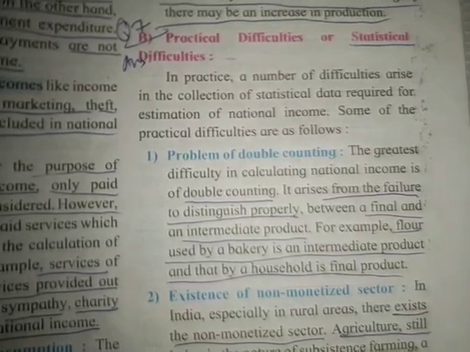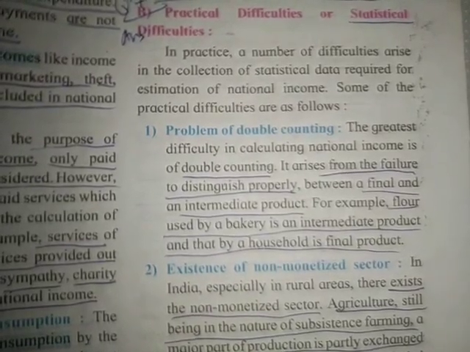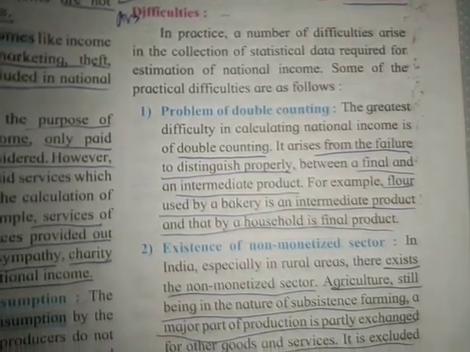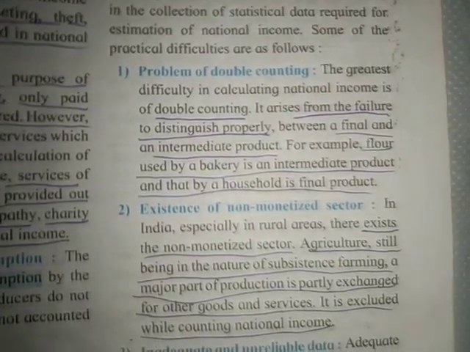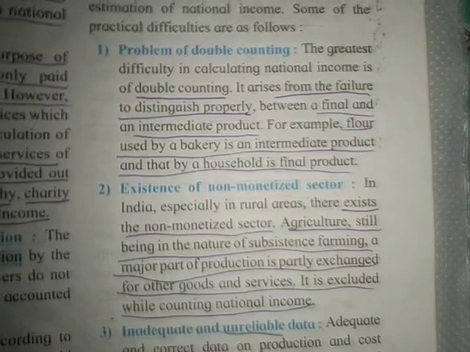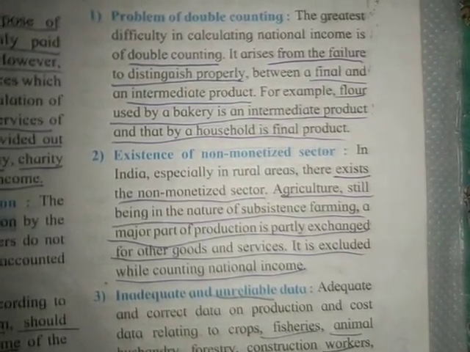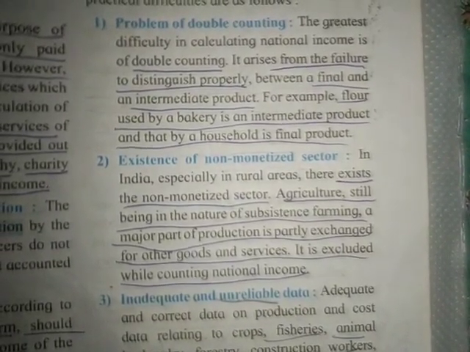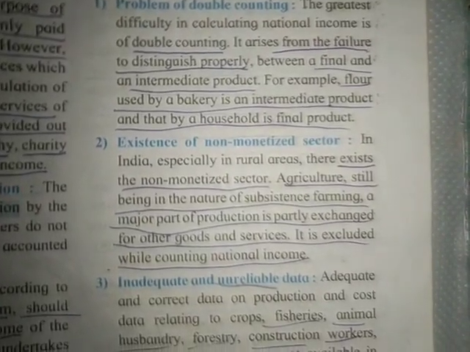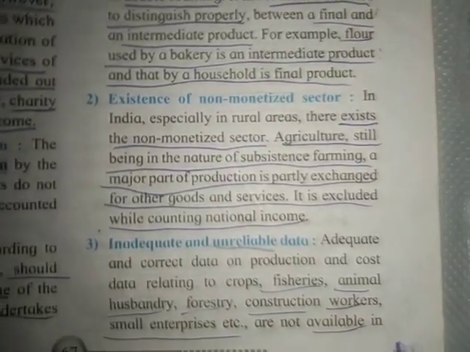B. Practical difficulties or statistical difficulties. In practice, a number of difficulties arise in the collection of statistical data required for estimation of national income. Some of the practical difficulties are as follows. First, problem of double counting. The greatest difficulty in calculating national income is of double counting. It arises from the failure to distinguish properly between a final and an intermediate product. For example, flour used by a bakery is an intermediate product and that used by a household is a final product.